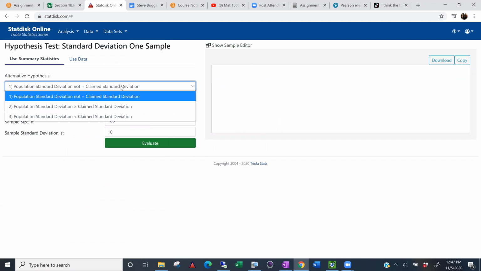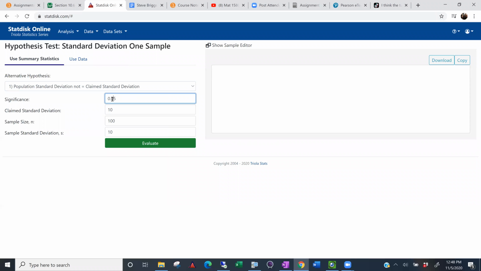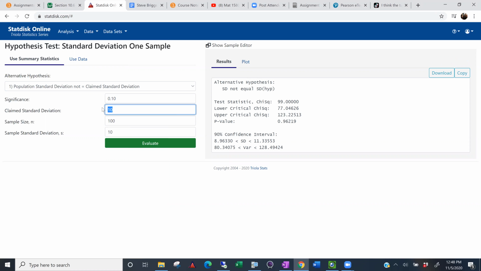Before you forget, make sure you get the alternative hypothesis set up. And the alternative hypothesis in this case is the first selection, the not equal to. Significance level was 0.10. The claim standard deviation was 10. The sample size was 35. The sample standard deviation was 12.2. So all of that gets thrown in there before you can click the evaluate button. Bam, there you go.